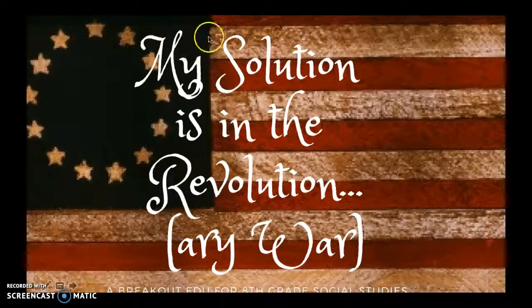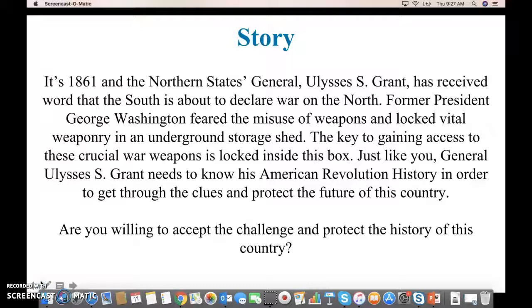The story: It's 1861 and the Northern States' General Ulysses S. Grant has received word that the South is about to declare war on the North. Former President George Washington feared the misuse of weapons and locked vital weaponry in an underground storage shed. The key to gaining access to these crucial war weapons is locked inside this box.